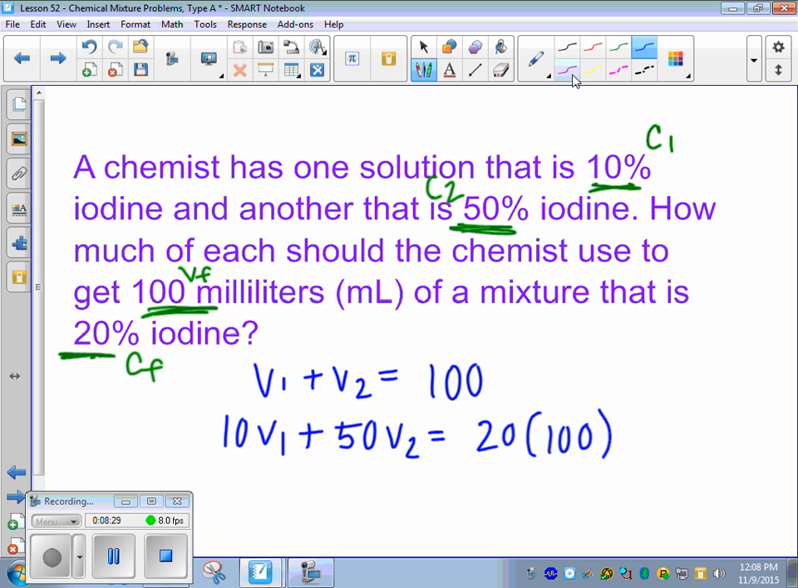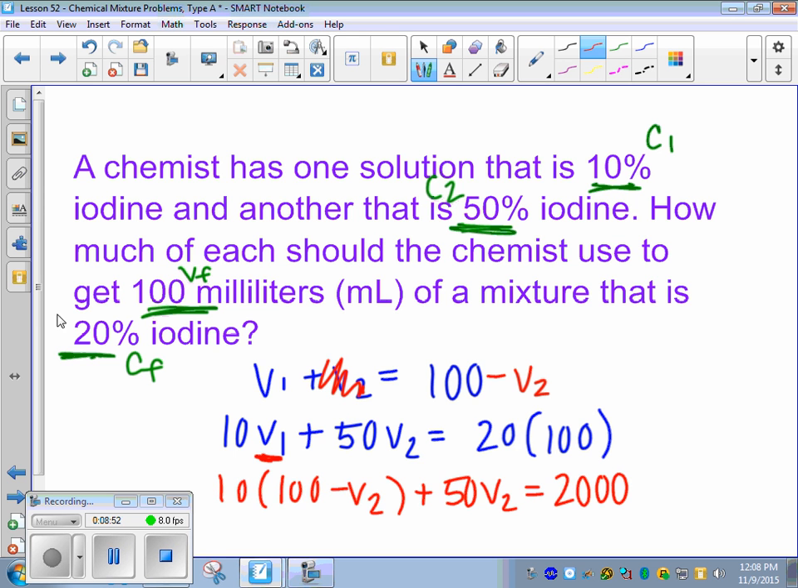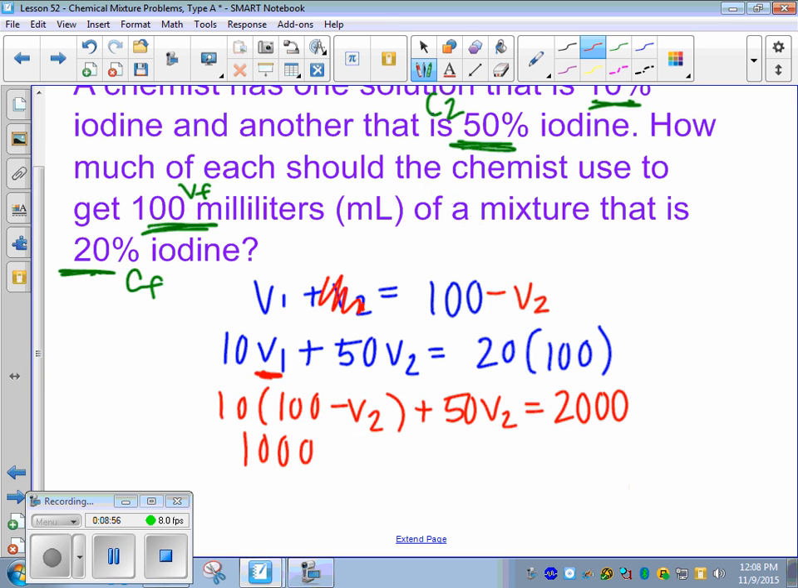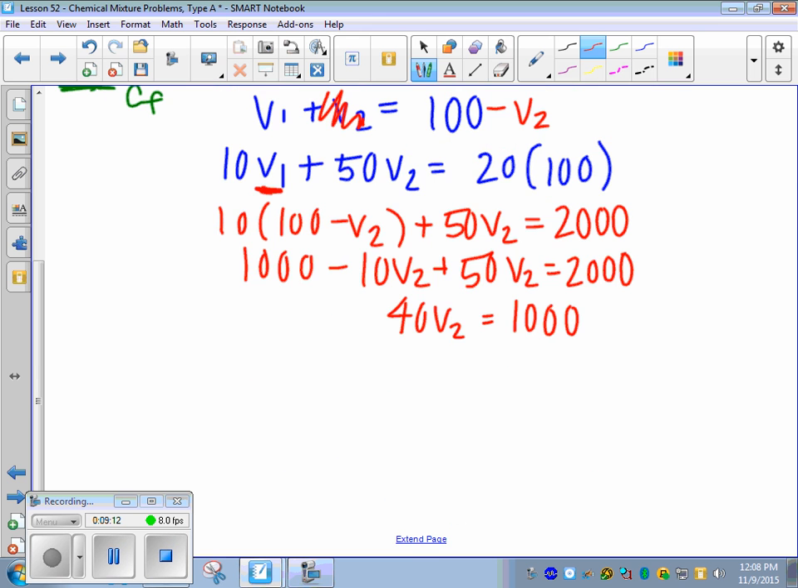And then I'm going to do it again by just doing substitution, because I think that one's the easiest. So if I subtract over V2, get rid of it from this side, I have that V1 equals 100 minus V2, and we're just going to plug it in right here for our V1. So 10 times 100 minus V2 plus 50 V2 equals 2,000. And we just solve like normal. So we get that V2 equals 25 milliliters.